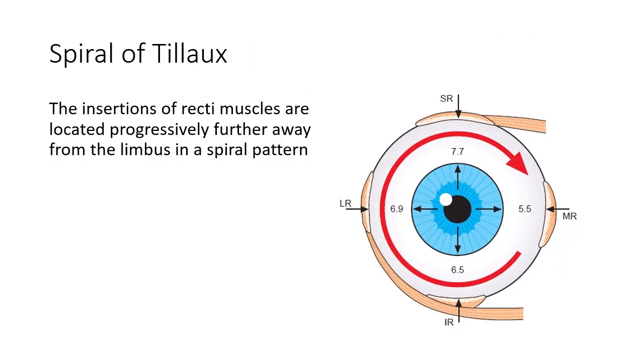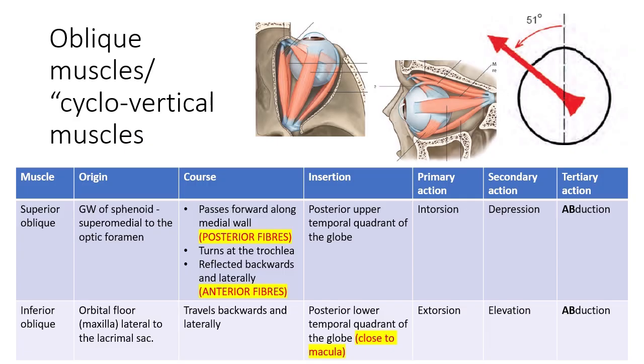Okay. So let us, oh yes, of course, the spiral of Tillaux. So the recti muscles, the horizontal and the vertical recti, are inserted in such a way around the limbus that a spiral is formed. Okay. So this is your mnemonic over here, MILS or mills, and the insertions are in the increasing order: 5.5 mm, 6.5 mm, 6.9 mm, and 7.7 mm. So that's your mnemonic over there, and that's the spiral of Tillaux.